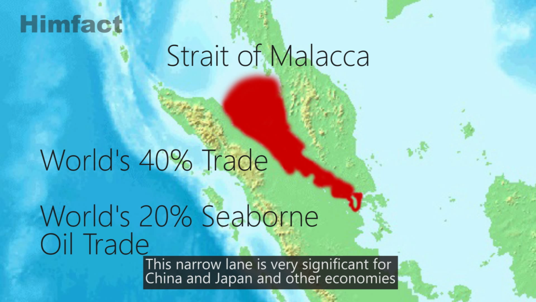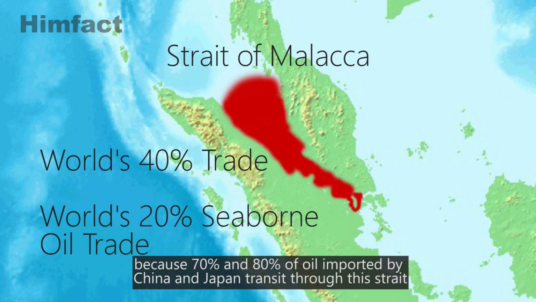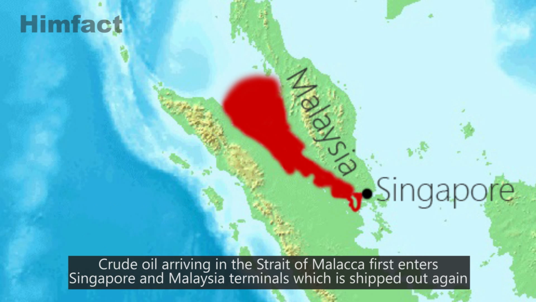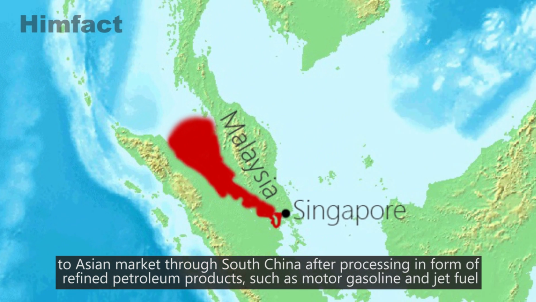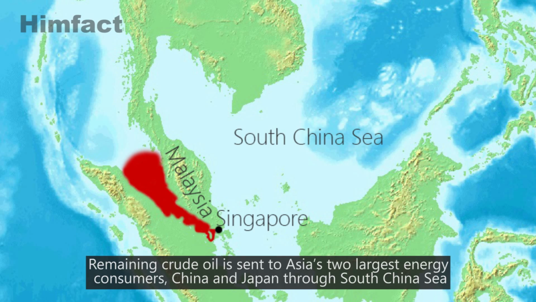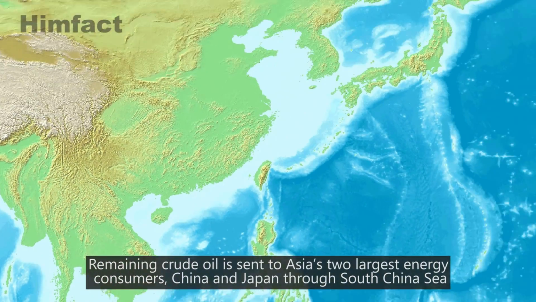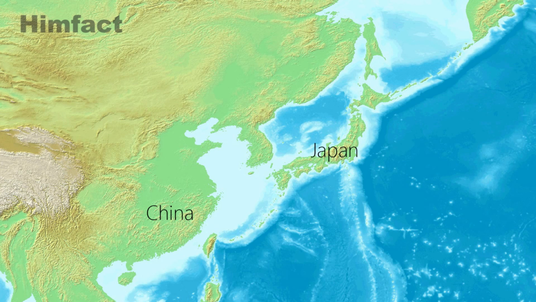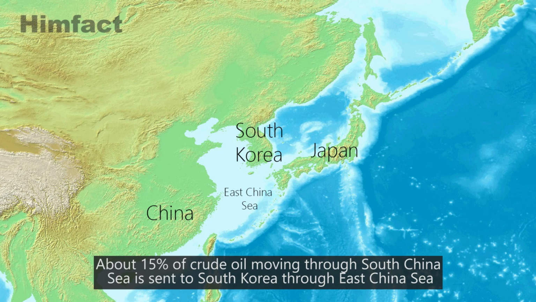This narrow lane is very significant for China and Japan and for other economies, because 70 to 80% of oil imported by China and Japan transits through this strait. Crude oil arriving in the Strait of Malacca first enters Singapore and Malaysian terminals, and after processing it is shipped out again to the Asian market through the South China Sea in the form of refined petroleum products such as motor gasoline and jet fuel. The remaining crude oil is sent to Asia's two largest energy consumers, China and Japan, through the South China Sea. Around 15% of crude oil moving through the South China Sea is sent to South Korea through the East China Sea.